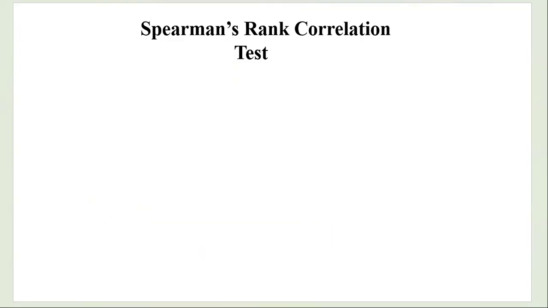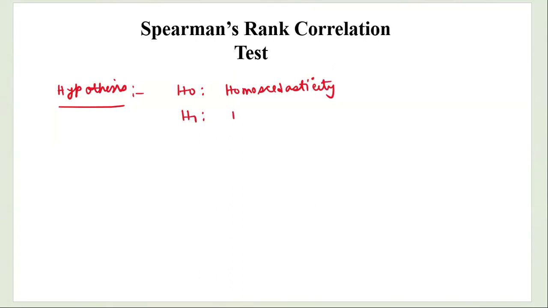Now the only thing left for us is to define the null and alternative hypothesis. What will be our hypothesis? H naught will assume homoscedasticity and the alternative hypothesis will assume heteroscedasticity. Right? This is what we will assume.